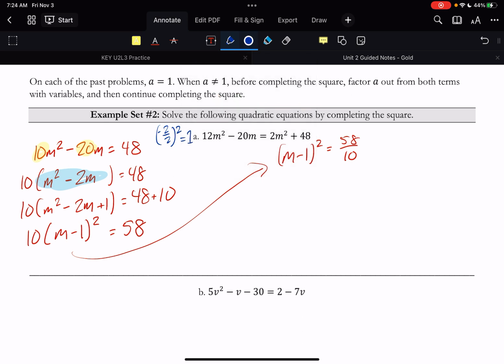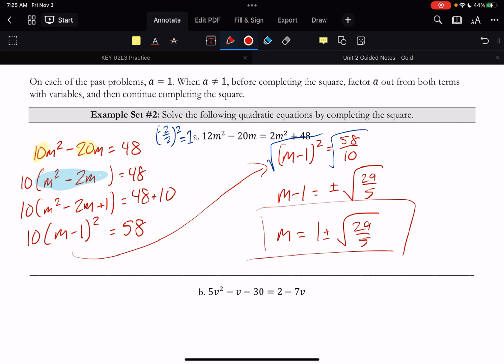So I'm going to go ahead and take the square root of both sides. So that leaves me m minus 1 equals plus or minus the square root of 29 divided by 5. And then to just isolate that 1, I'm going to add 1 to both sides. So my two solutions are 1 plus or minus the square root of 29 over 5.